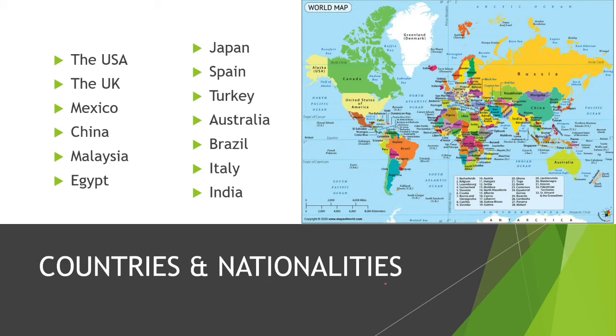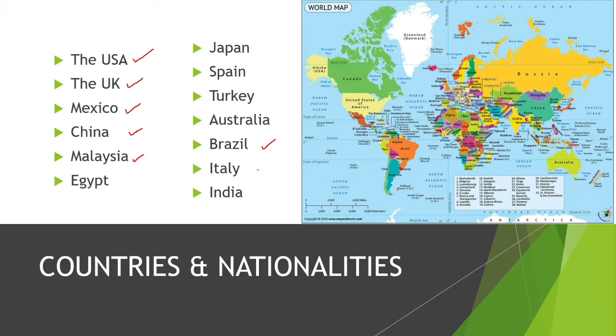Next, a revision about countries and nationalities. Do you still remember? We learned this in year 4 about countries and nationalities. In year 4, we have learned about Malaysia, China, Mexico, the UK, the USA, and Brazil. Okay, last year we learned about these 6 countries. The USA, the UK, Mexico, China, Malaysia, and Brazil.